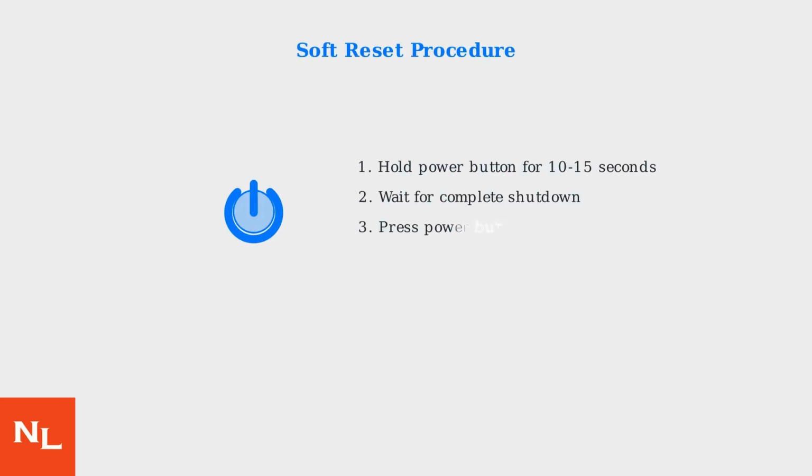Start troubleshooting with a soft reset. With the vehicle running, press and hold the power button on the infotainment screen for 10 to 15 seconds until the system completely shuts down. Then press the power button again to restart.